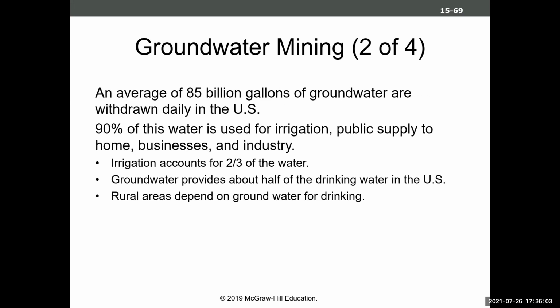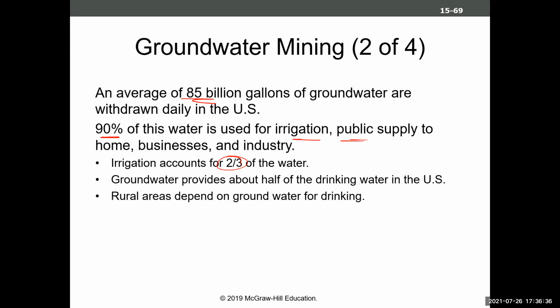On average, about 85 billion gallons of groundwater are taken out of the ground daily in the US. 90% of this water is for irrigation, public supplies to homes, businesses, and industry. 2/3 of that is for irrigation. Groundwater is about half of the drinking water in the US, and a lot of rural areas depend on groundwater for drinking. So, for example, wells. You'll put a well pretty much in everybody's yard, and that's where their water comes from in these rural areas.